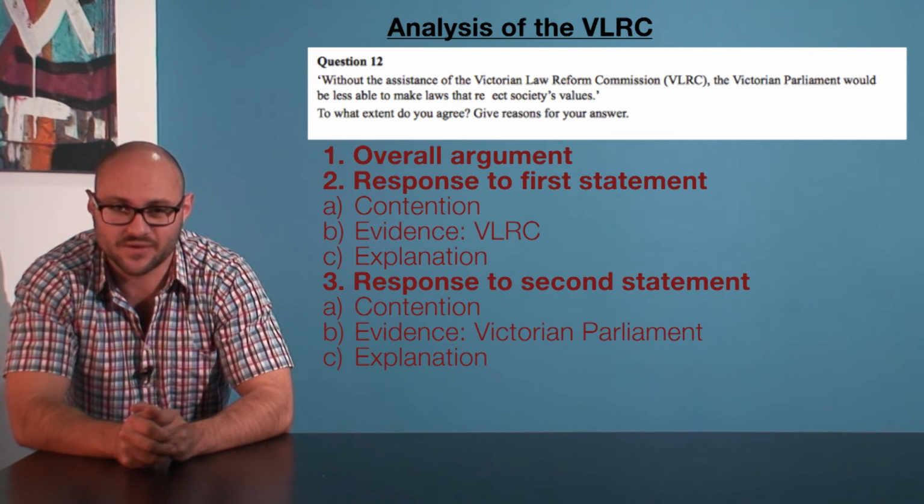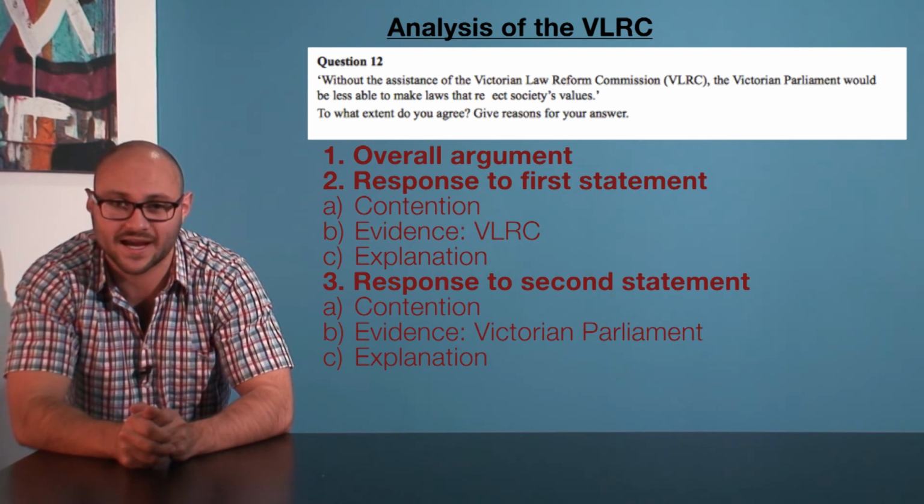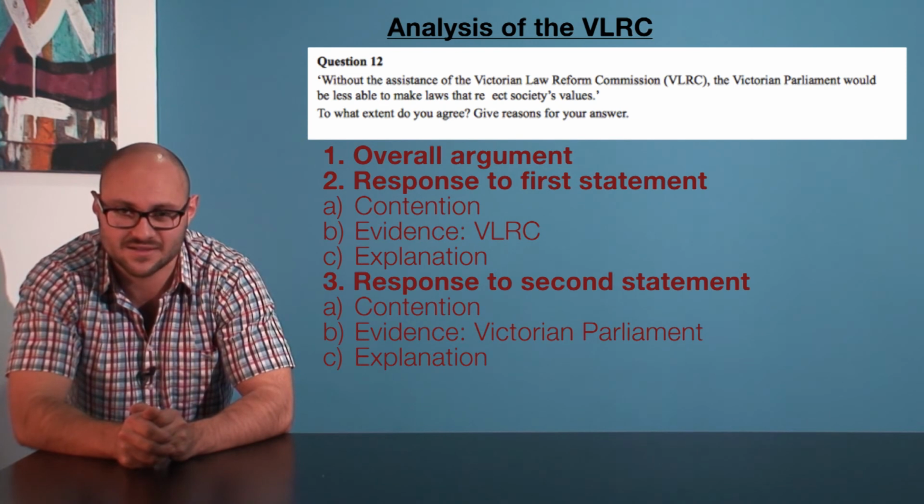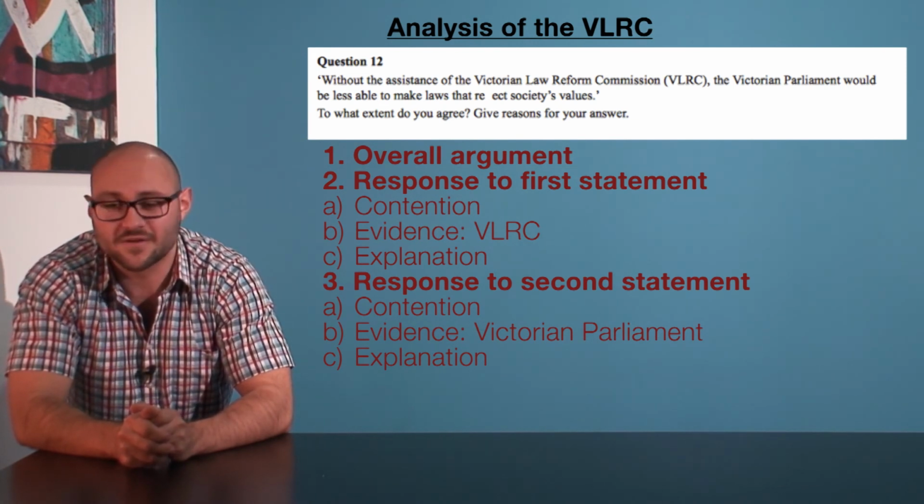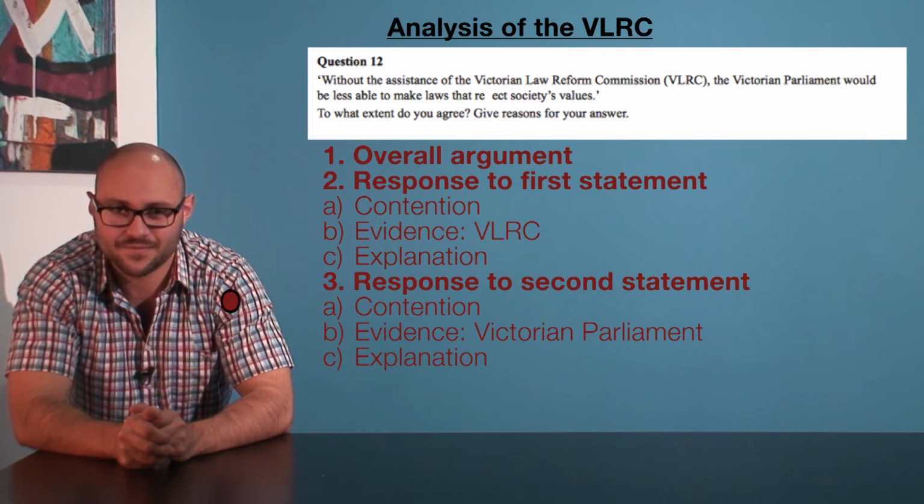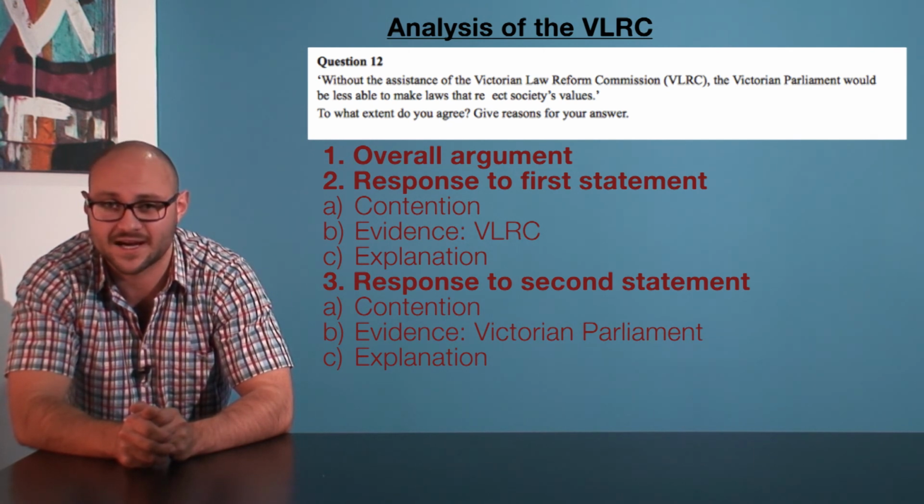Use the same structure when responding to the second statement. Indicate whether you agree that Victorian Parliament needs the VLRC to properly gauge community values, then use the role of Victorian Parliament as evidence, and explain why your evidence supports your argument. So finally, our answer looks like this. However, Victorian Parliament does have the capacity to reflect society's values on its own without the help of the VLRC.